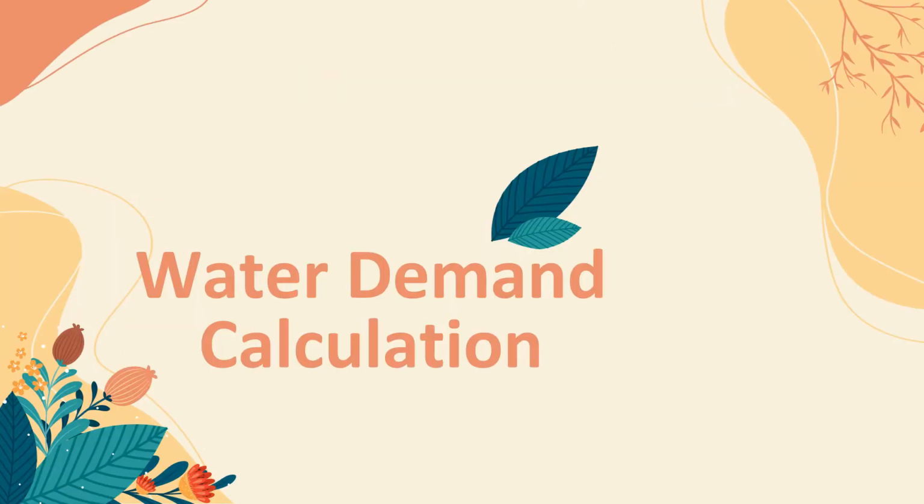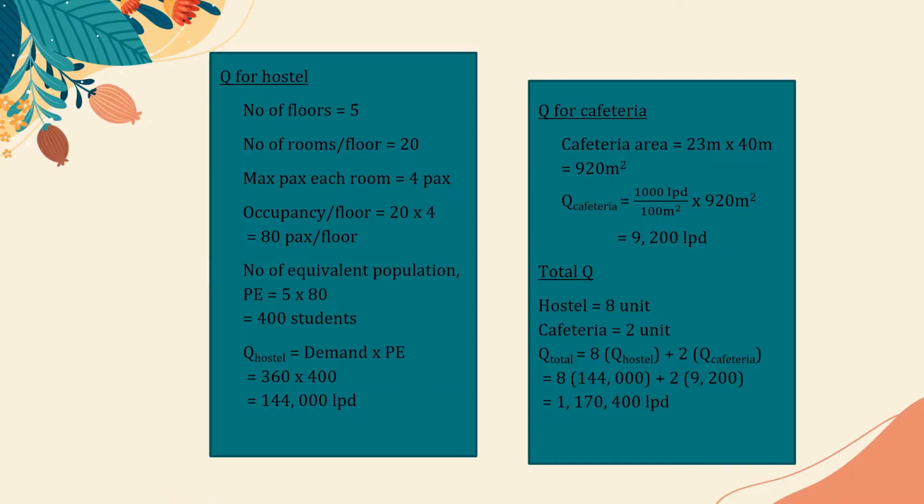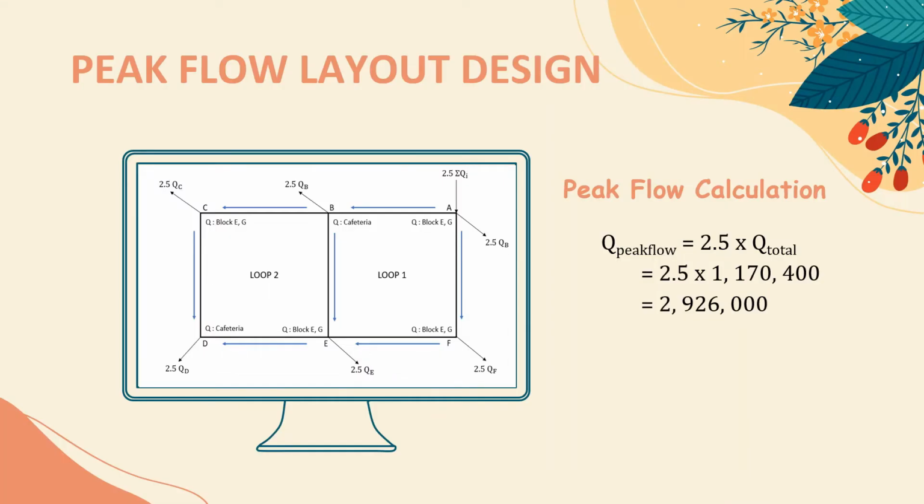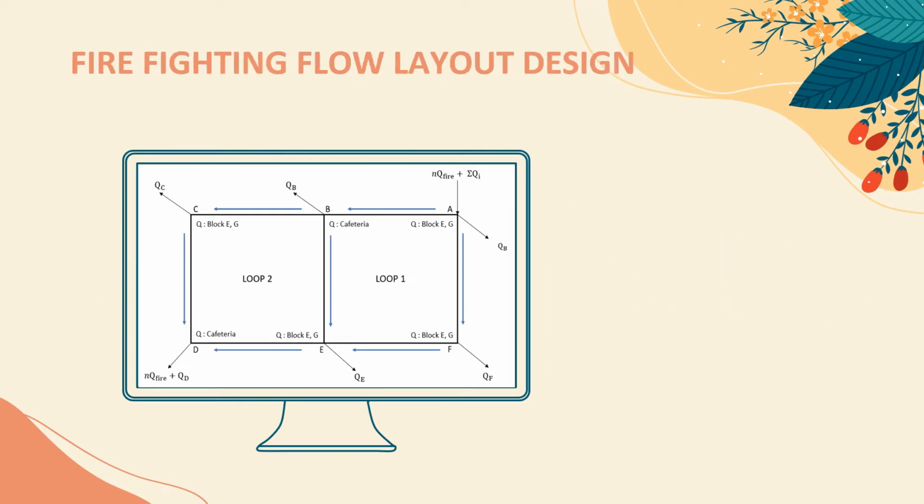Now, let's move on to water demand calculation. In order to find the total water demand, we calculated the water demand for hostel and water demand for cafeteria, and then we obtained the total water demand, which is 1,170,400 liters per day. Based on this slide, we can see that the value of peak flow is 2,926,000. Firefighting flow layout design.